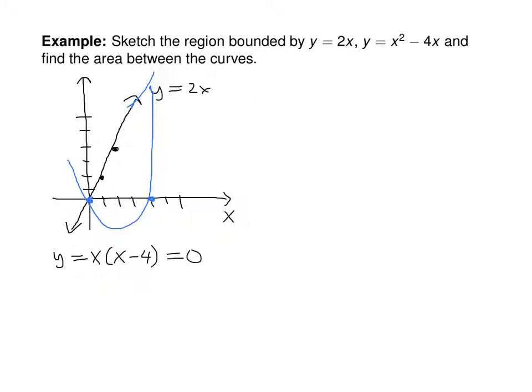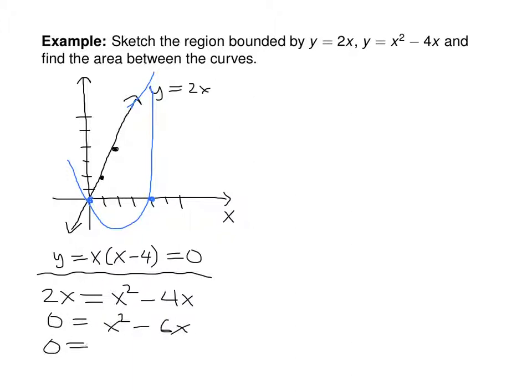So to find the points of intersection, you set the two equations equal to each other. So 2x equals x squared minus 4x. 0 equals x squared minus 6x. Factor out your greatest common factor, and we'll have x times x minus 6. So x equals 0 and 6.